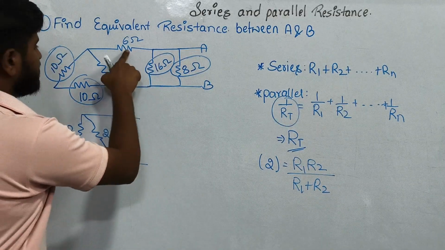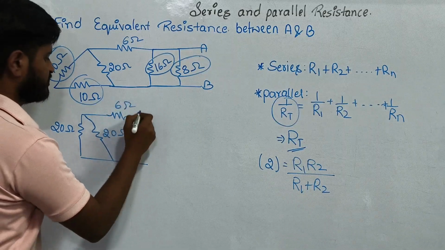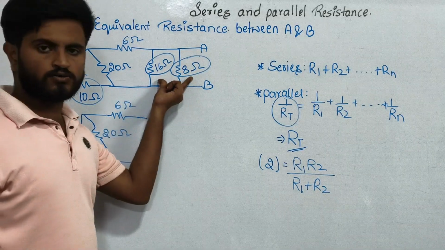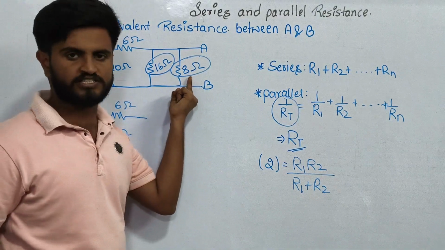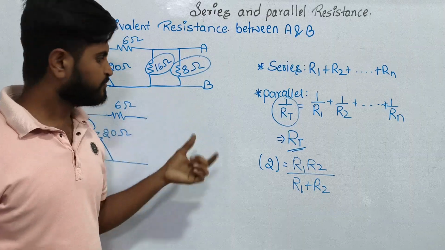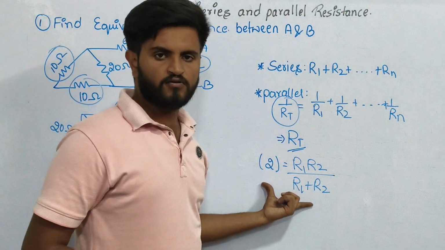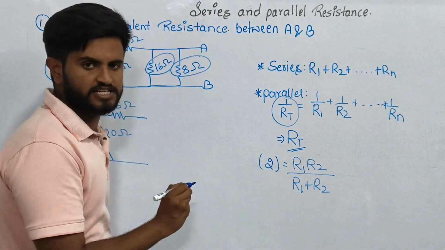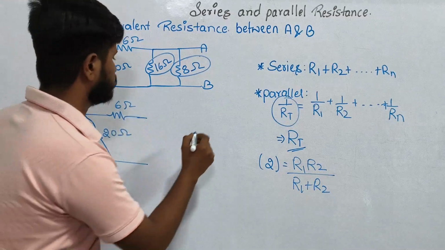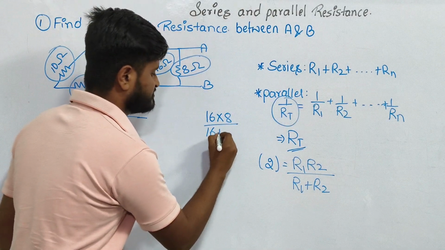Next, the 6 ohm resistance will be as it is in this step. Next, you find the equivalent resistance between the 16 ohm resistance and 8 ohm resistance, which are parallel to each other. Here I have two resistors, so I can use the short trick formula. Let me consider 16 as R1 and 8 as R2: 16 into 8 divided by 16 plus 8.